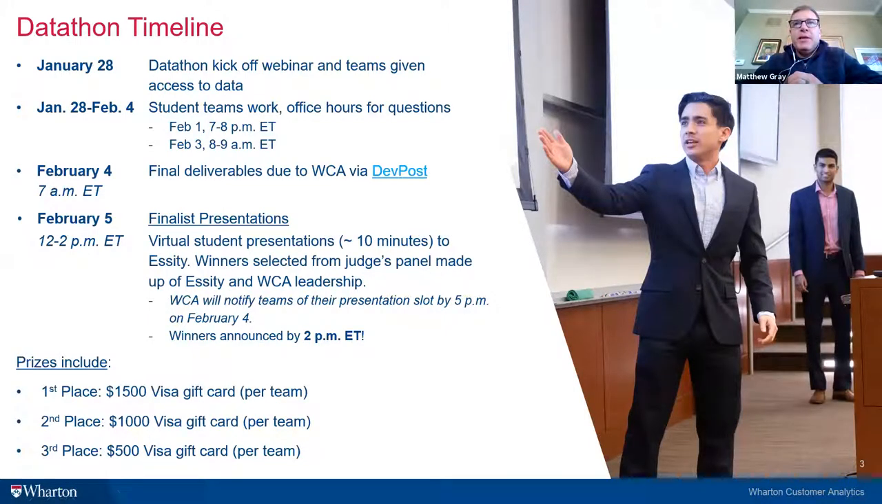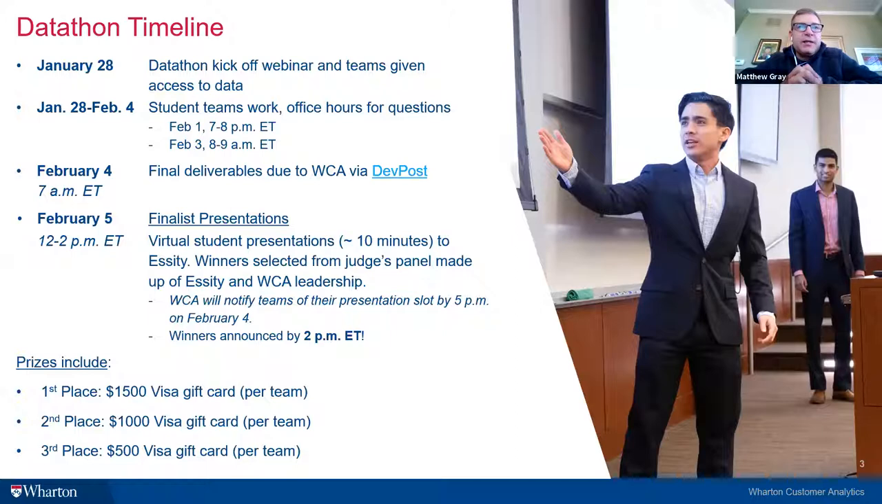In this slide here, we're just going to cover the Datathon timeline. Today is the webinar where teams will be given access to the data in Canvas. We will also be hosting office hours with our technical assistant. You can see the dates and times posted. Final deliverables will be due to Wharton Customer Analytics via Devpost. The final presentations should be just under 10 minutes. We're thinking about 7 to 8 minutes would be appropriate.